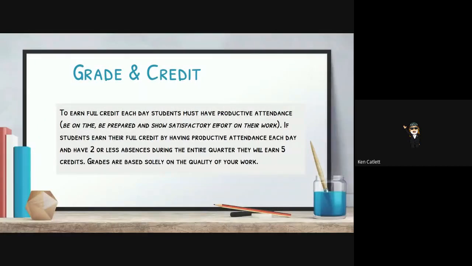Grading credit works the same way as my art classes. They must have productive attendance each day. If they have productive attendance every day they attend, they can only miss 2 days and they can still earn the full 5 credits. Again, grades are based solely on the quality of your work. And I teach that world history class 4th period, 5th period, and 6th period.